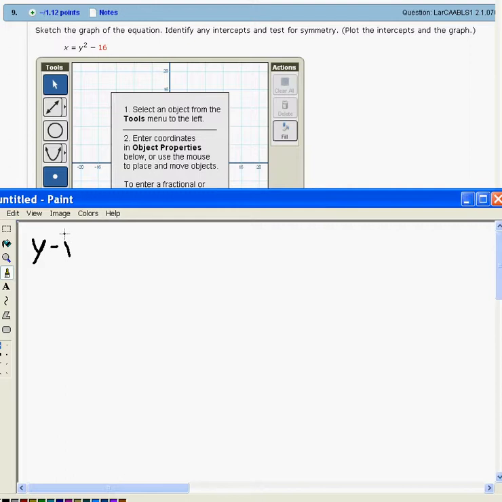y-intercepts? Well, y-intercepts are places where you cross the y-axis, right? Well, what's true about points on the y-axis? Well, the x value is 0. So if x were 0, we'd be solving this equation. I'll get the 16 over on the other side. So 16 equals y squared.